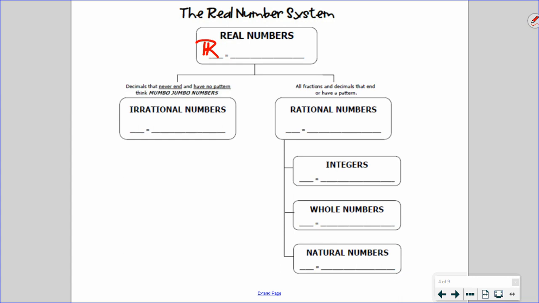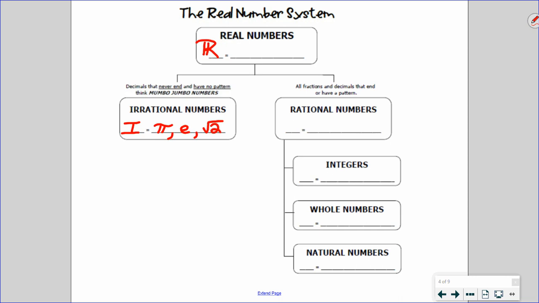So irrational numbers, which we represent with a capital I, are decimals that never end and have no pattern. I'm talking about numbers like pi. There's another number, e, which is a decimal that never ends and never repeats. Or anytime you're finding the square root of a non-perfect square, like the square root of 2, for instance, it will give you a decimal that never ends and never repeats. So these are some examples of irrational numbers.